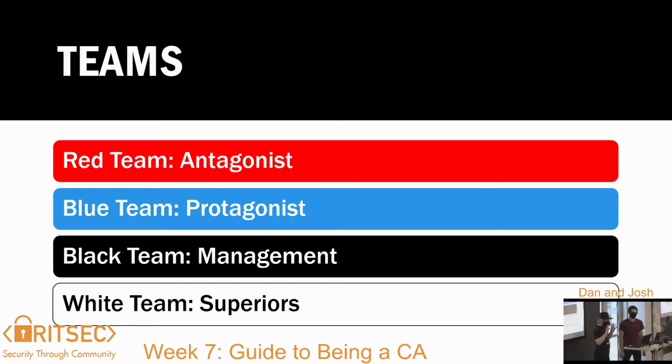So, you have red team, who is your antagonist. For me this year, the red team were the ninjas, because the blue team were the samurais. And so we had some sort of antagonist for the protagonist. Josh, what was the red team for you? The ghosts. The ghosts were the red team for my competition. Yep. So you want to think of antagonists when you're thinking of the red team.